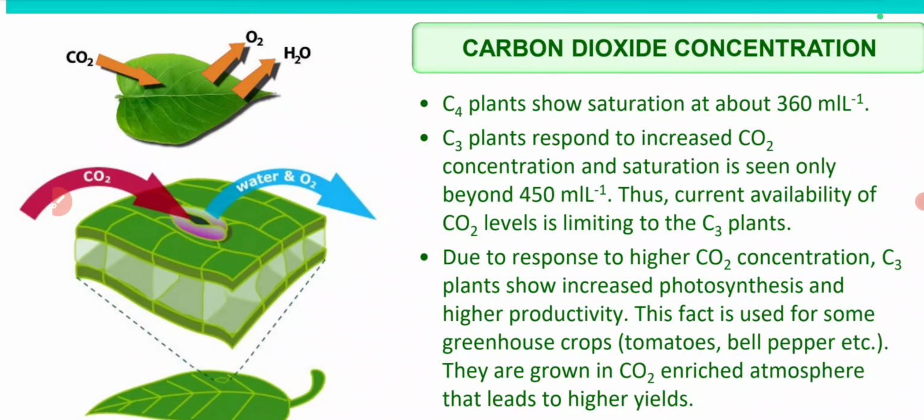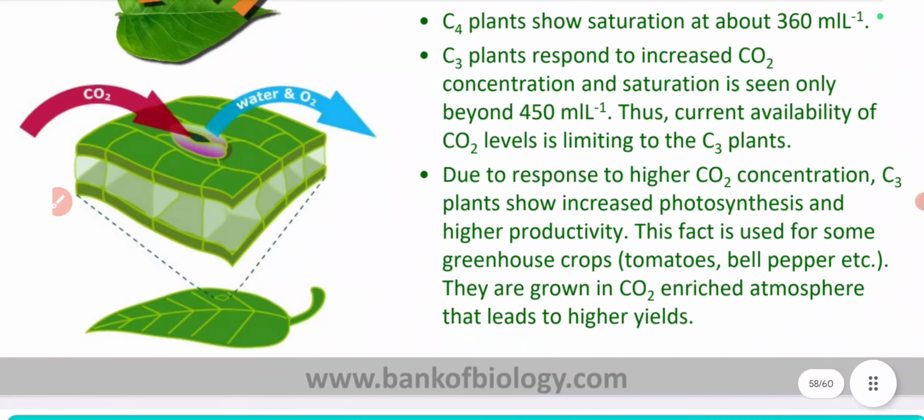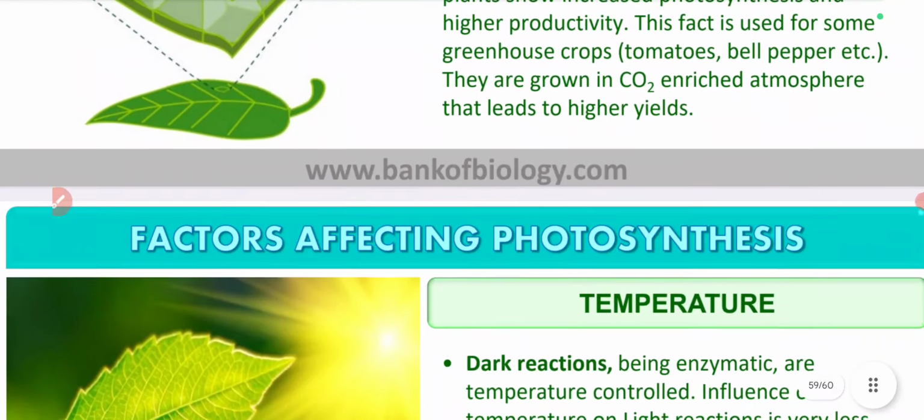C3 plants show saturation at about 360 ml per liter. C4 plants respond to increased CO2 concentration and saturation is seen only beyond 450 ml per liter. Thus, the current availability of CO2 is limiting to C3 plants. Due to the response to higher CO2 concentration, C3 plants show increased photosynthesis and higher productivity. This fact is used for some greenhouse crops like tomato, bell pepper, etc. They are grown in a CO2 enriched atmosphere that leads to higher yield.